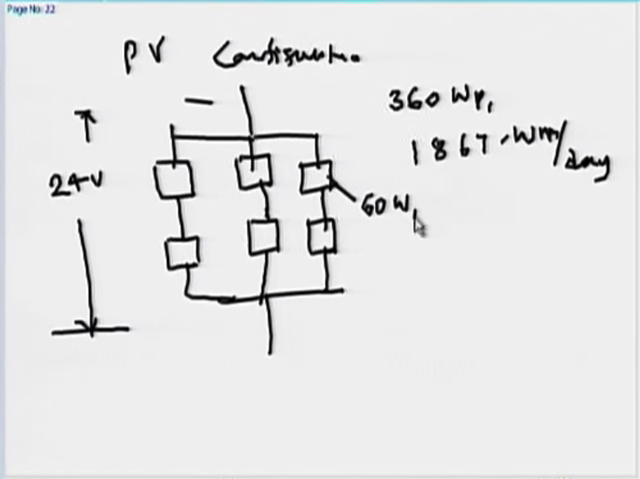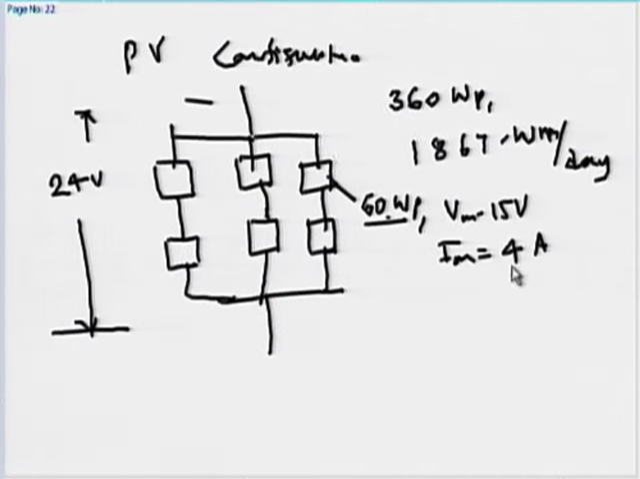Each module is a 60 watt peak module. Each module will have a VM of about 15 volt. And correspondingly, if VM is 15 volt, module output is 60 watt. What should be the IM? PM equal to VM into IM. So, this is 60 watt peak, this is 15, then your IM should be 4 ampere. Okay, so, these are your module characteristics, right.